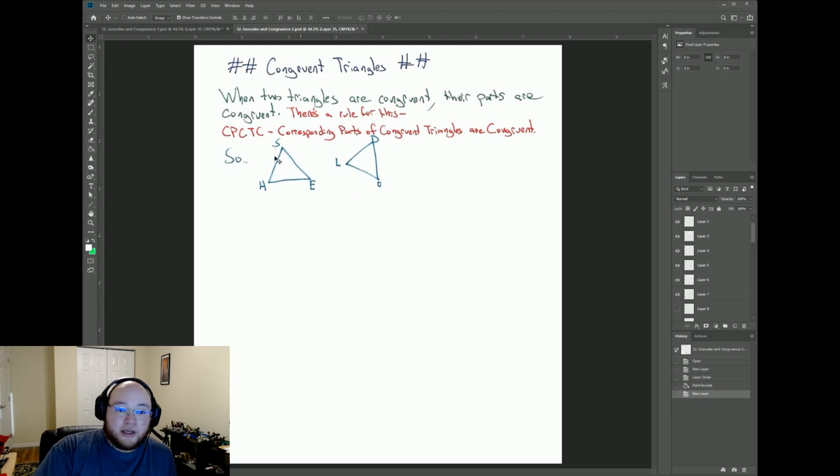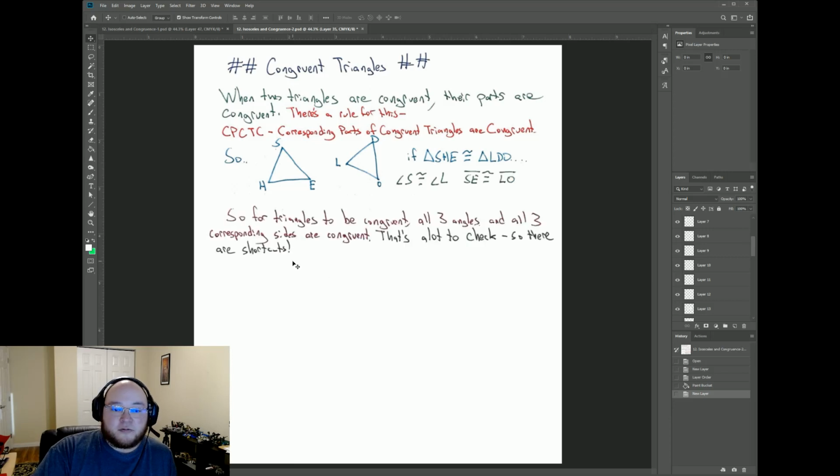So, we have two triangles, SHE and LDO. If triangle SHE is congruent to LDO, and we talked about this just a second ago, we know angle S should be congruent to angle L because they're both the first letter. Just as a quick review, SE is the first and last, so it's LO.